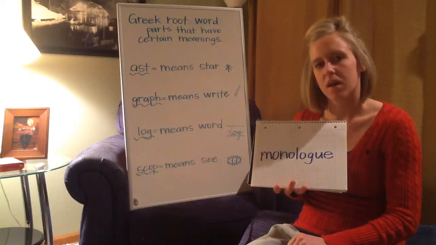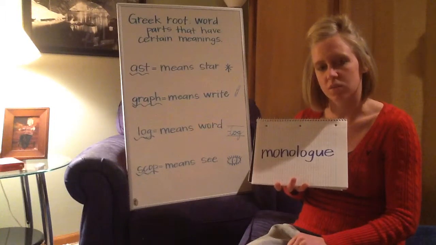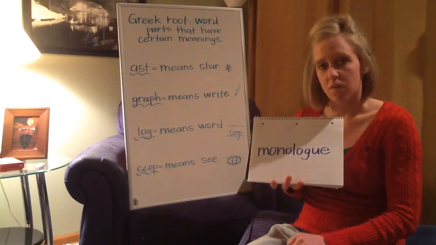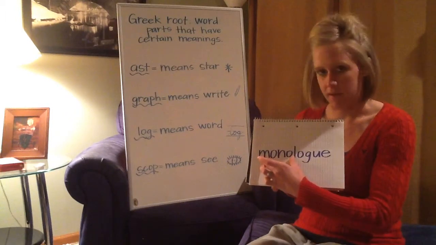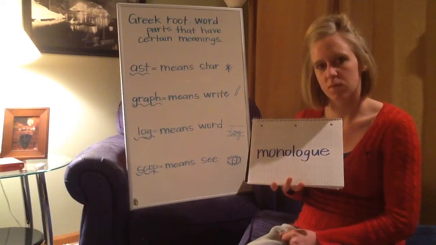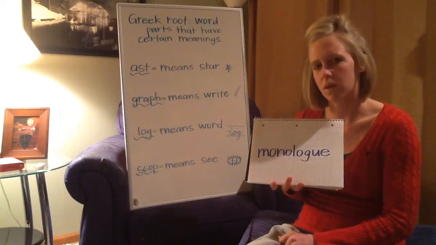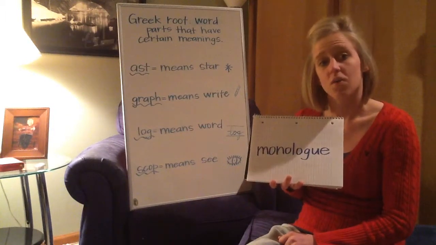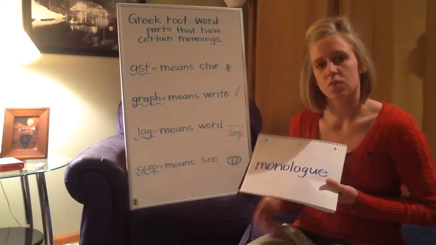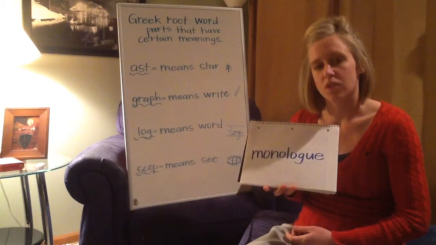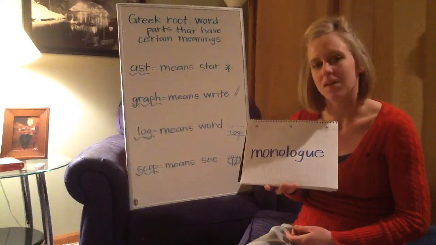So if I have log, then I know it has to do with words. So I can look at monologue and actually break it down. Mono means one, log means words. So I know it has to do with one person reading words. What I would like you to do now is work with your group and come up with at least 2 words that have the L-O-G Greek root in them. I'll give you just a second.